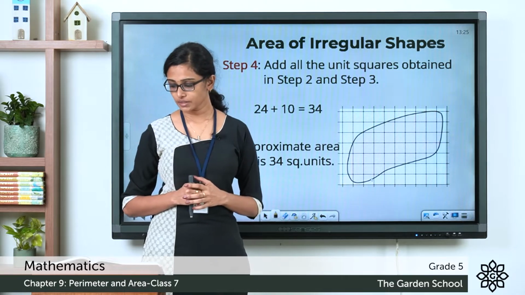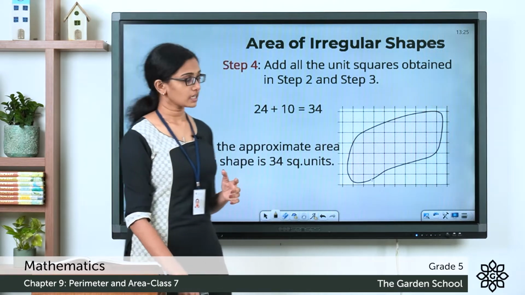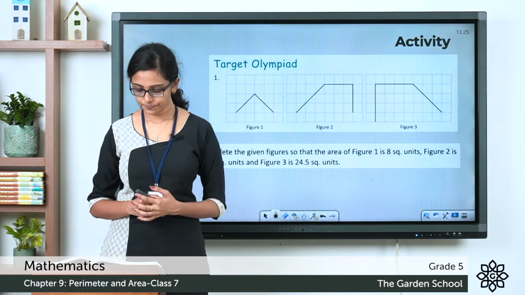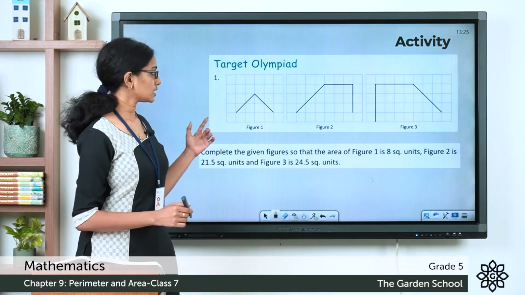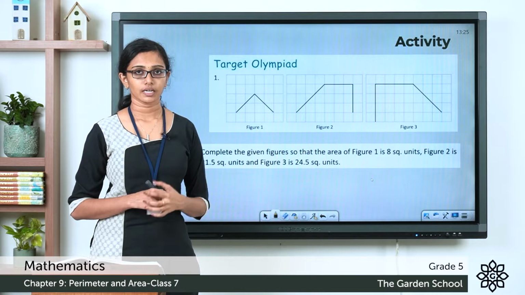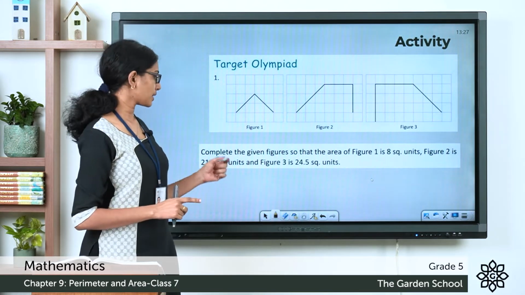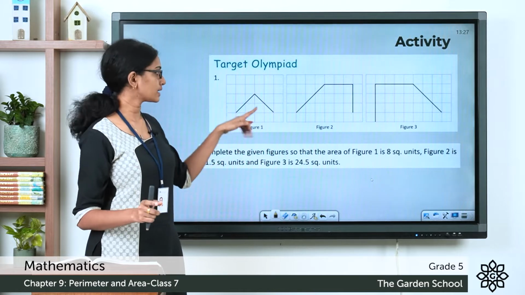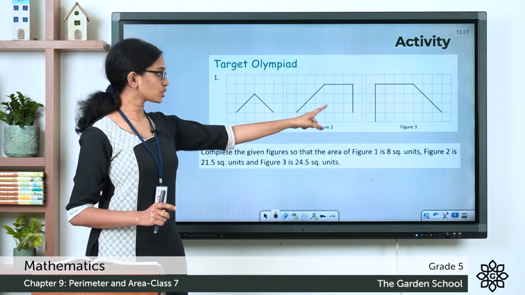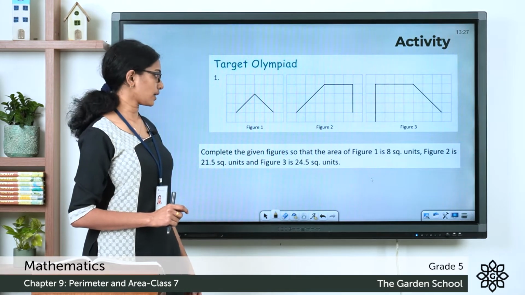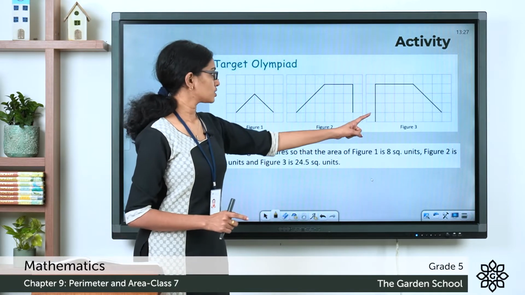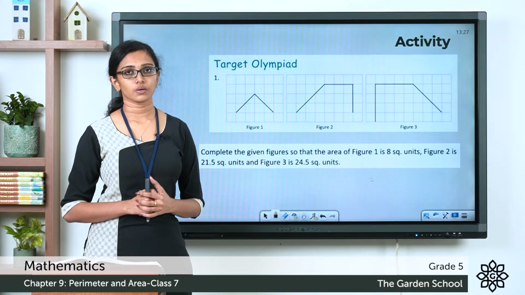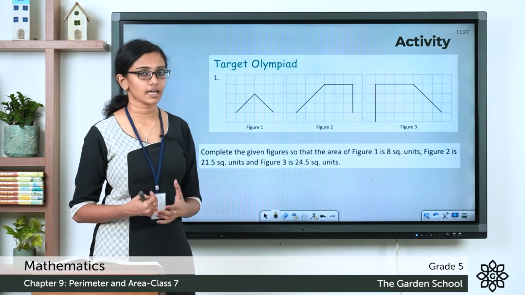Now we'll do one activity which is given in the same page. It's the target Olympiad activity. Now here you can see a set of 3 figures here. A question is given in the next page. Complete the given figure so that the area of figure 1 is 8 square units, figure 2 is 21.5 square units, and figure 3 is 24.5 square units. The first one I'll give as an example.